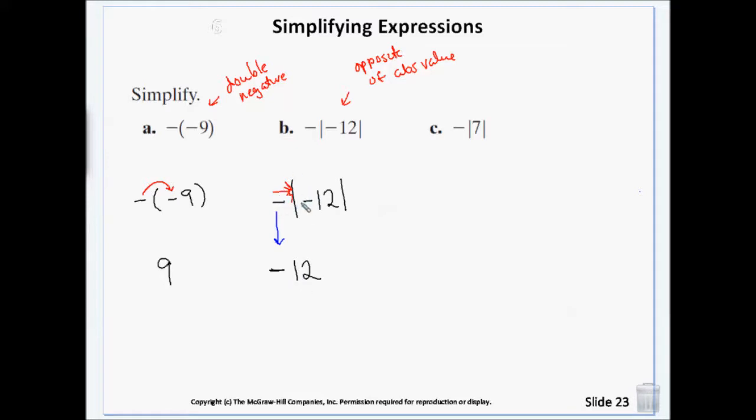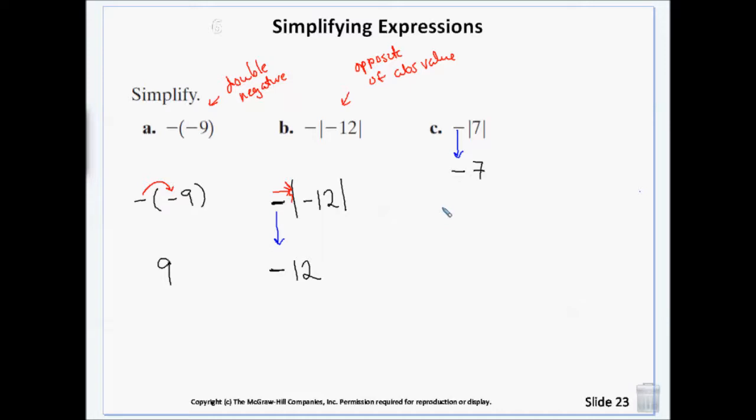Negatives that can't go into anything, like this absolute value or whatever, I call these guys stalkers or lurkers or creepers. They just hang out, right? So we just keep them there. Okay. And same thing with this. The absolute value of 7 is 7. But that negative could not go inside because it hit a wall, so we bring it down. So this is negative 7.